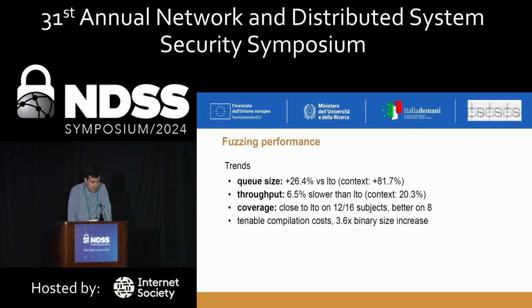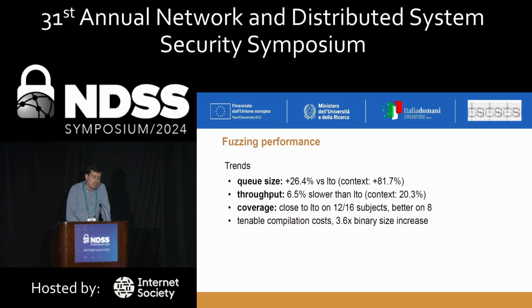As for efficiency, we measured, for example, the queue size, because the first metric we wanted to see was whether we actually had queue explosion. And in our case, we measured an increase in the queue size of about 26%, which is a lot less than the state of the art. And the fuzzing throughput is affected by the slowdown that we introduce, which we find acceptable. Maybe it can be further improved with optimizations.